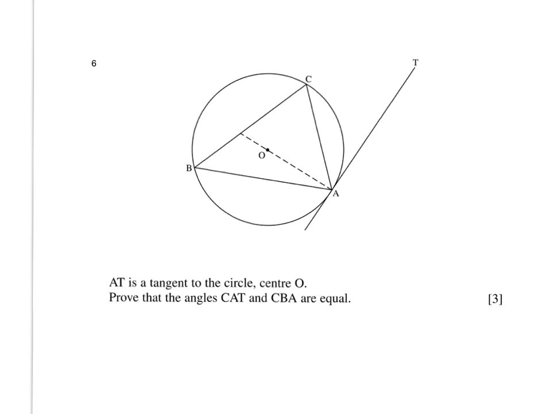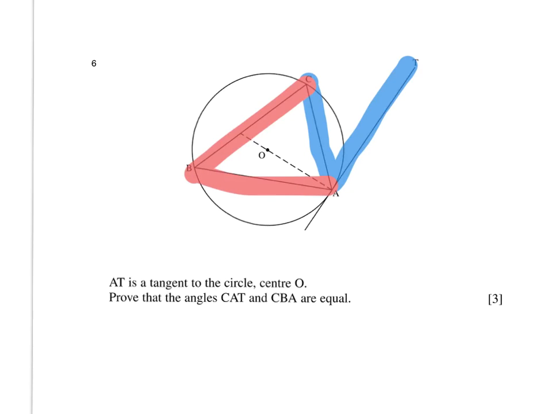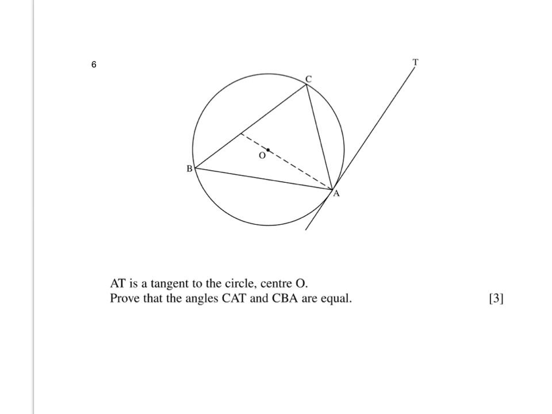This next question is a hard proof. This is the proof of alternate segment theorem. Alternate segment theorem tells us that the angle created between a chord and a tangent is equal to the angle subtended by that chord. In other words, that angle CAT is equal to angle CBA. In order to prove this, we have to use the fact that a radius meets a tangent at 90 degrees.